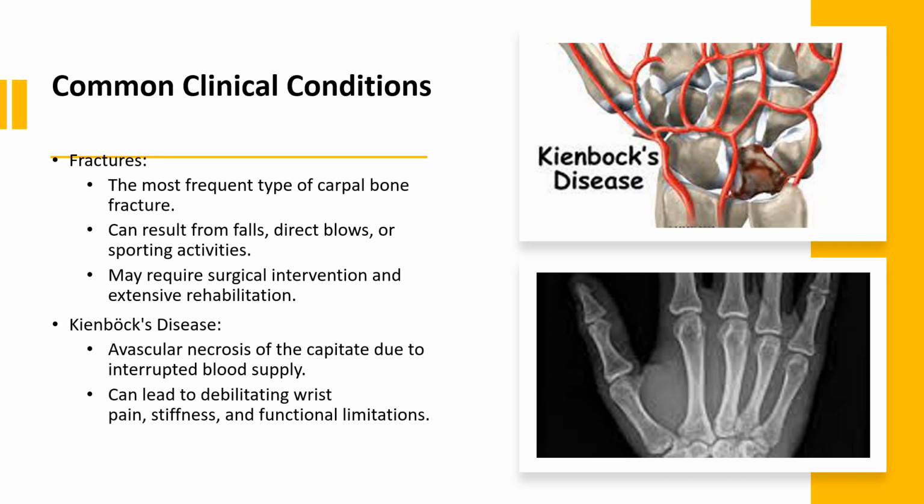Another common condition is Kienbock's disease. It is known as avascular necrosis due to interrupted blood supply. As we have discussed, the bone has a major supply from the anastomosis and the smaller capillaries. So if the capillaries become necrosed or there is some obstruction in their flow, then avascular necrosis can occur, and it leads to Kienbock's disease, causing debilitating wrist pain, stiffness, and functional limitations of the wrist.